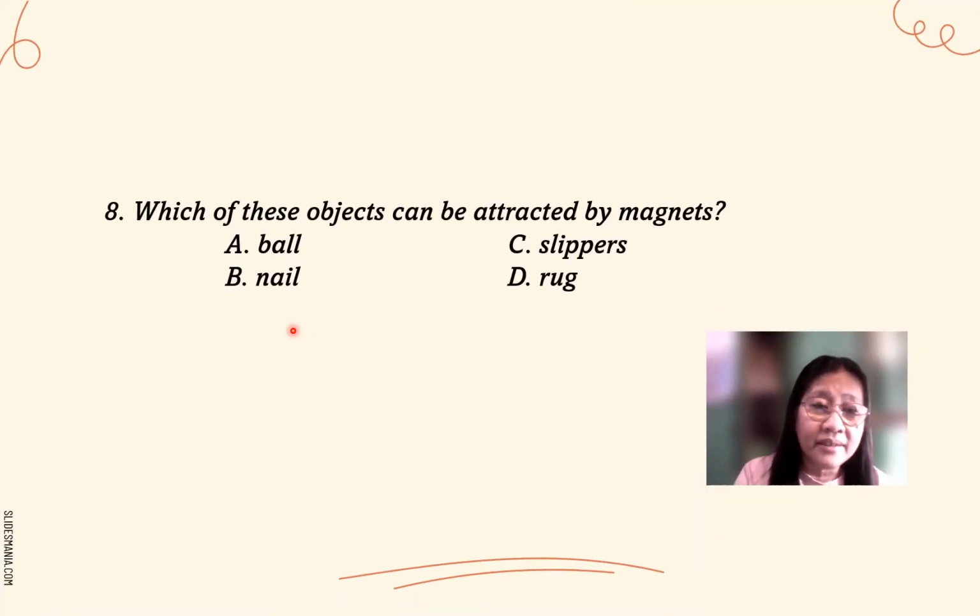Question number 8. Which of these objects can be attracted by magnets? A. Ball. B. Nail. C. Slippers. D. Rug. The answer is B. Nail.